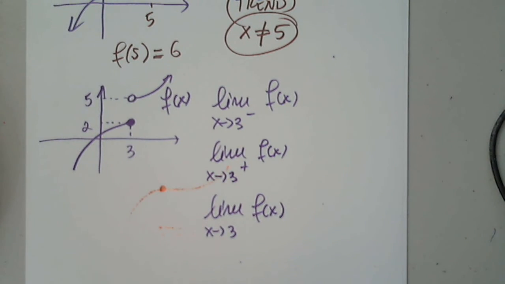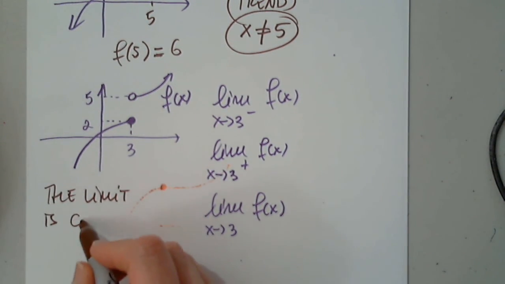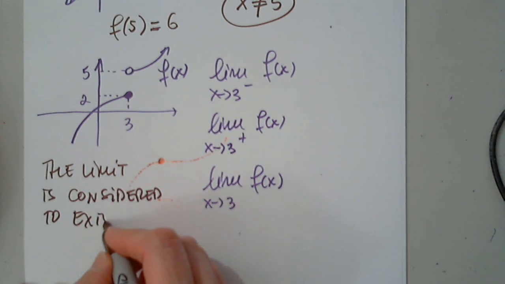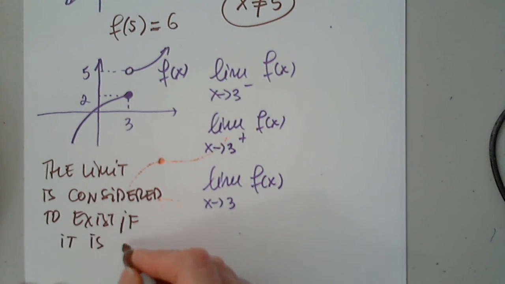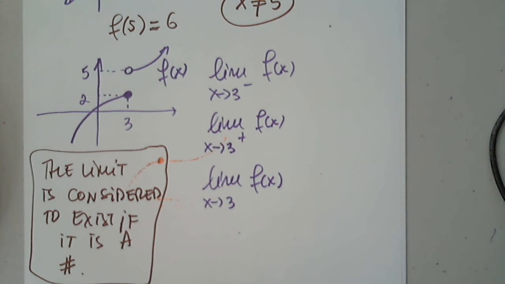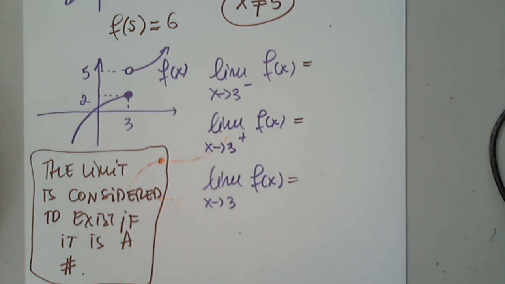So one thing I want to mention, the limit is considered to exist if it is a number. So if you say, I don't know, if you can't give me that number, then the limit doesn't exist. If you give me like infinity, infinity is a symbol. That's not a number. So the limit is considered to exist only if it is a number. Okay, so can anyone give us the trend or the tendency of this function when x approaches 3 from the left?